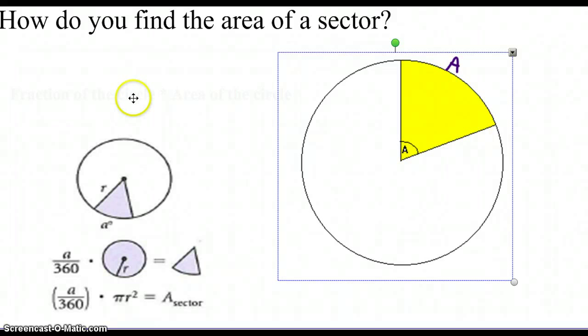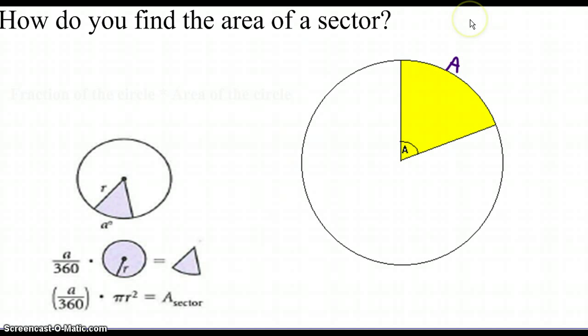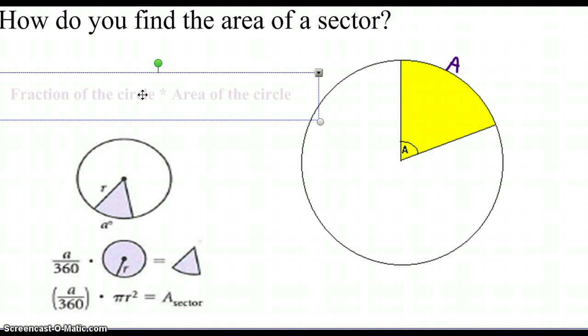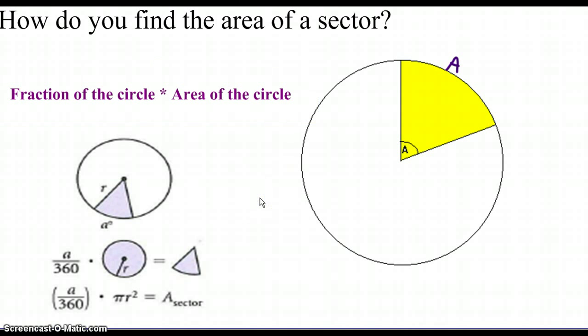So how the heck do I find the area of a sector? Well, the area of the sector is finding a part of the area of the circle. So if you look over here, I'm reminding you that A, that central angle, and the arc are going to have the same measure. Now if I want to find the area of the sector, what I'm going to do is take the fraction of the circle that that sector represents and multiply by the area.